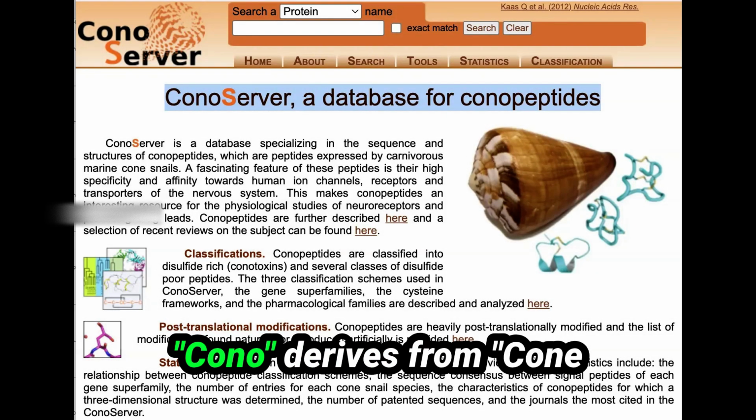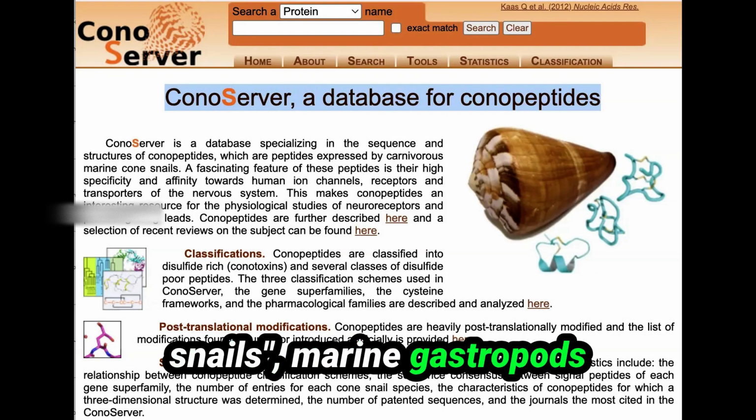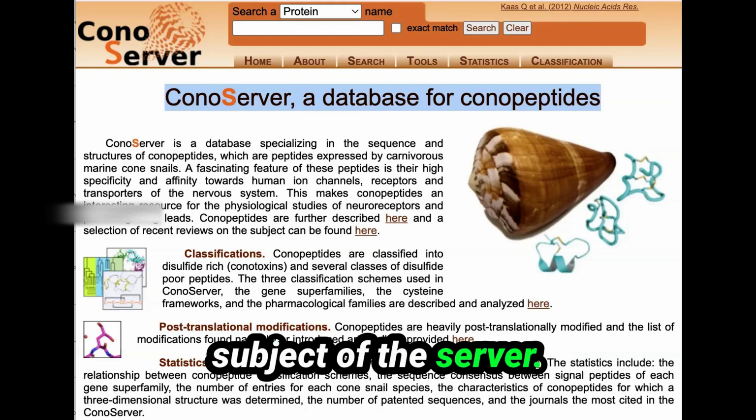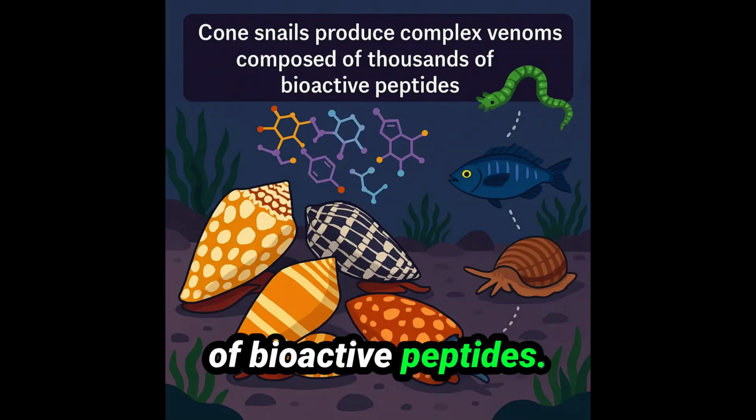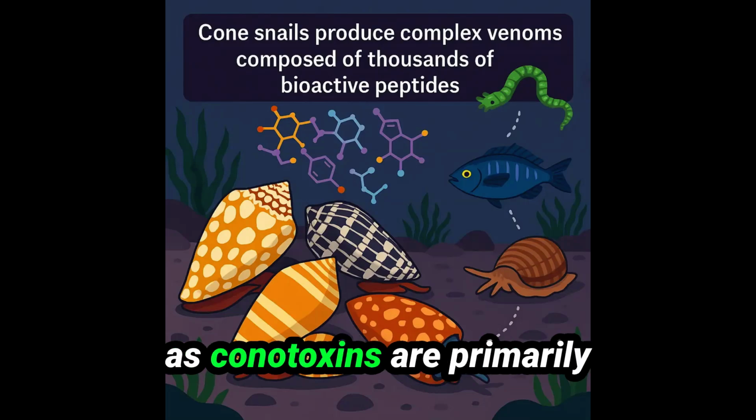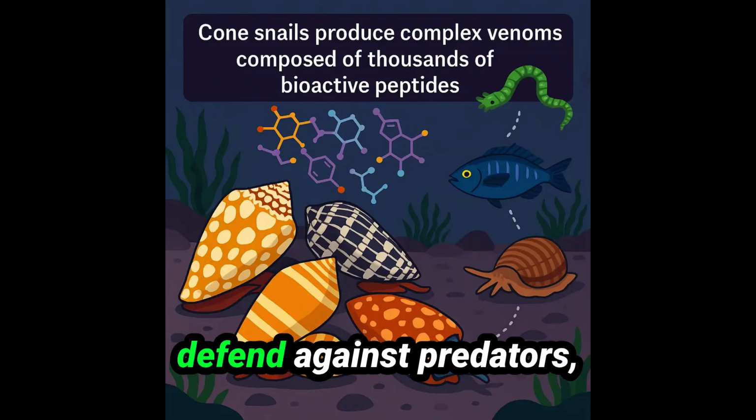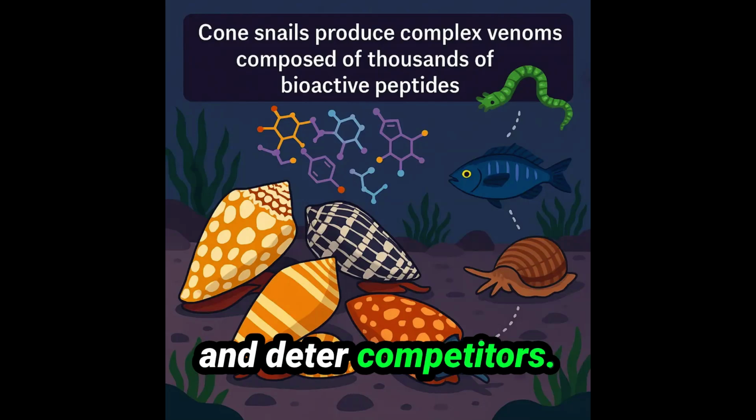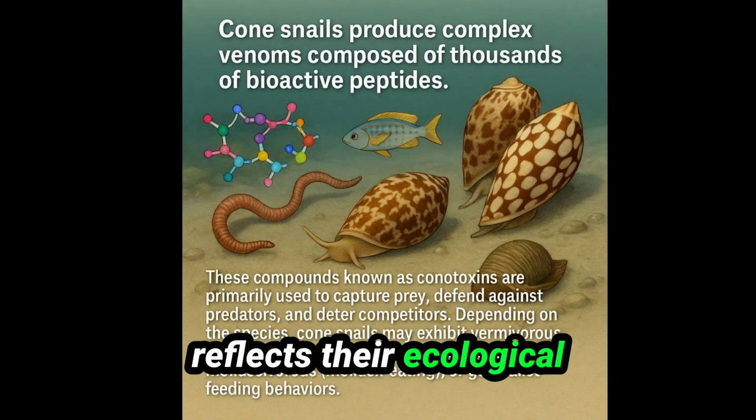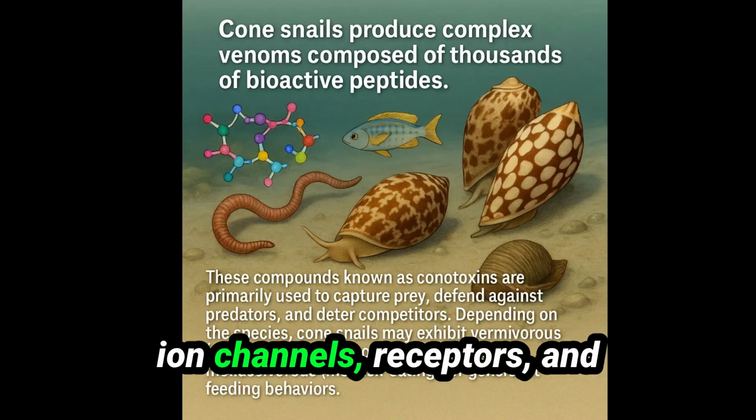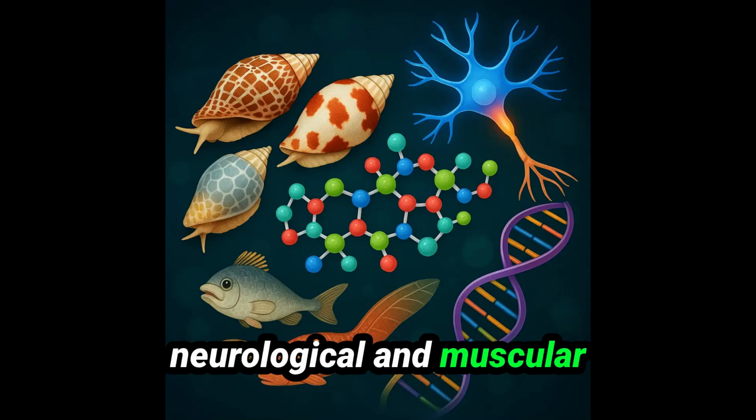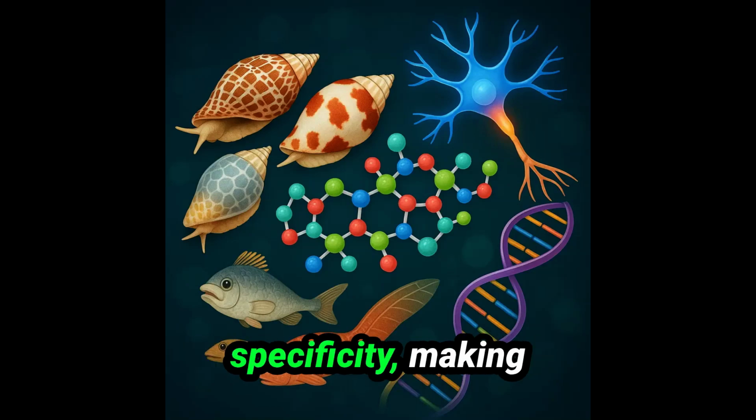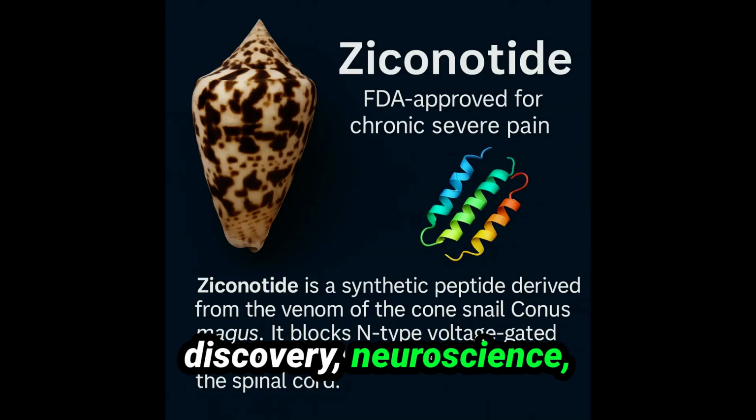The name of the server, Cono, derives from cone snails, marine gastropods of the Conus genus, the subject of the server. Cone snails produce complex venoms composed of thousands of bioactive peptides. These compounds, known as conotoxins, are primarily used to capture prey, defend against predators, and deter competitors. The venom composition reflects their ecological diversity, targeting specific ion channels, receptors, and transporters in their prey's nervous or muscular systems. These conotoxins target neurological and muscular receptors with remarkable specificity, making them valuable for drug discovery, neuroscience, and evolutionary biology.